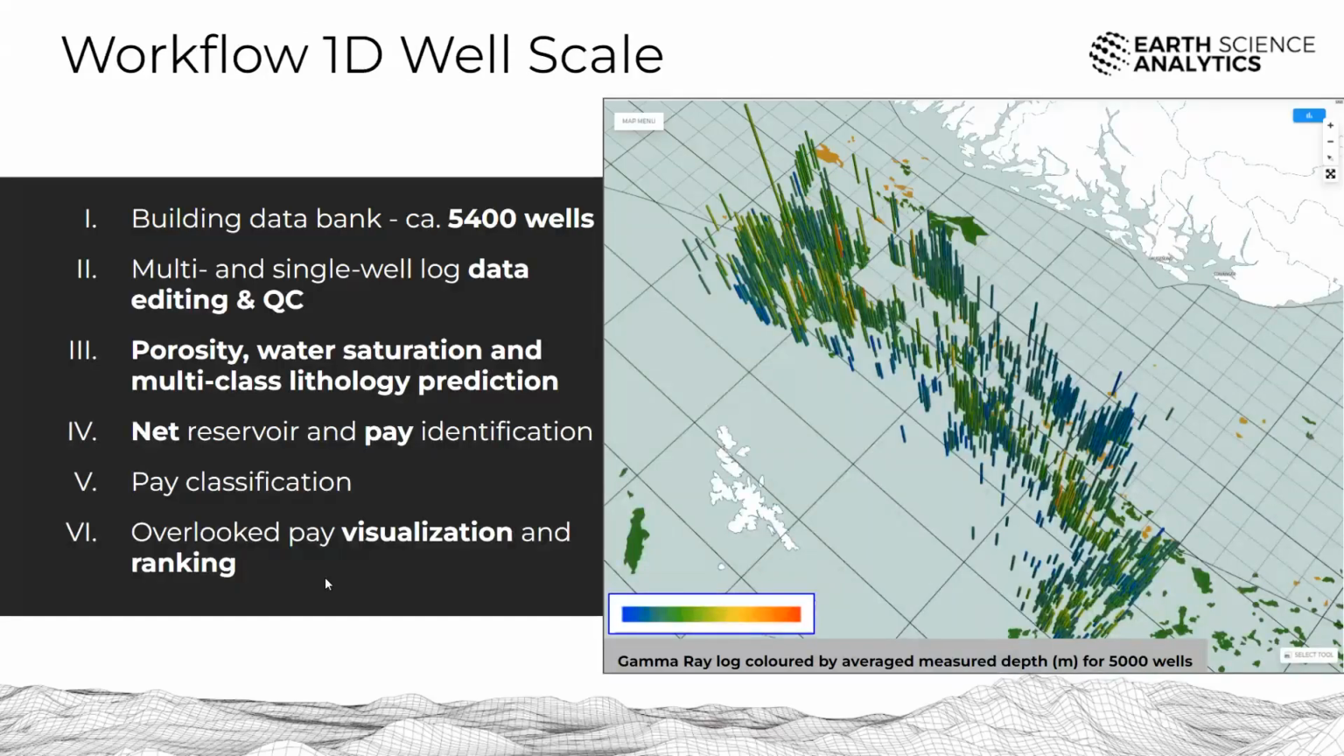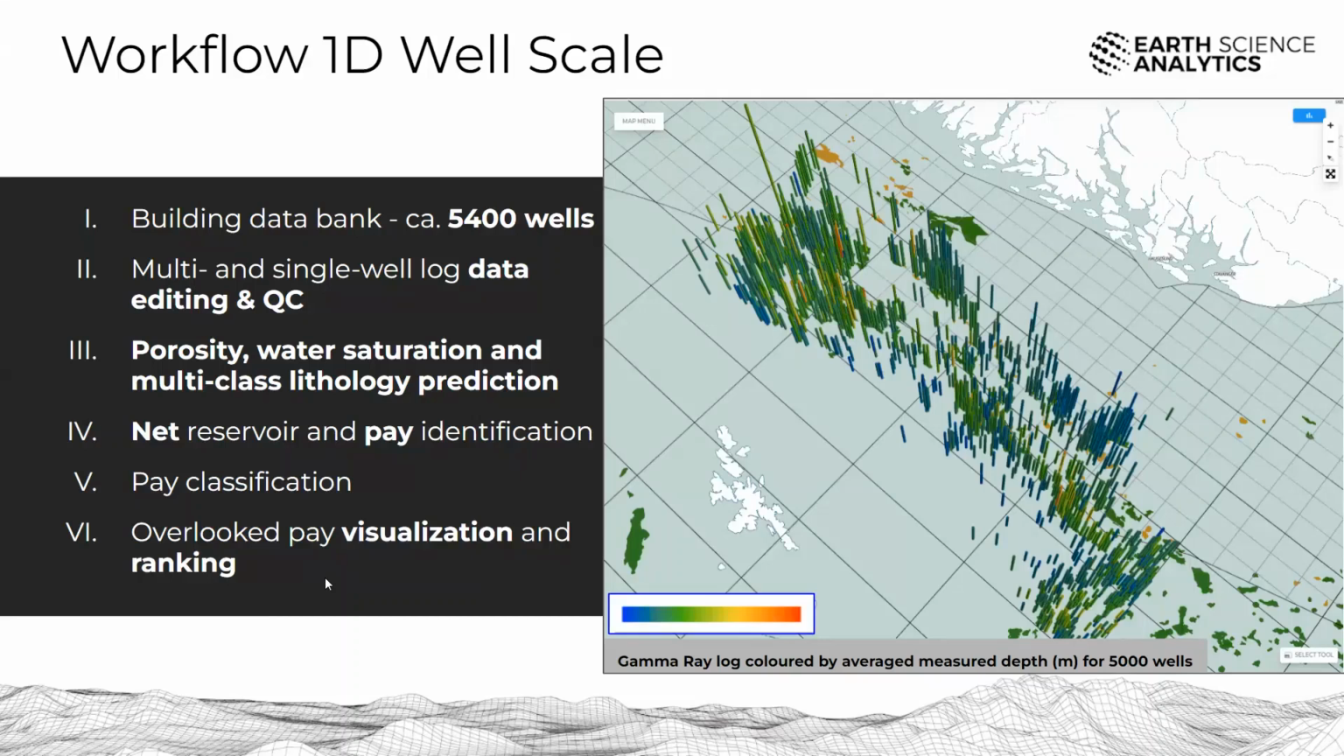And I want to talk about the 1D well scale workflow for pay prediction. First of all, we're building a data bank of data, as I showed you, with the wireline logs, the CPIs, and the labels from the lithology. And the project we did for the Oil and Gas Authority contained over 5,000 wells. You can see the wells to the right here, stretching across the northern North Sea on the UK and the Norwegian sector.